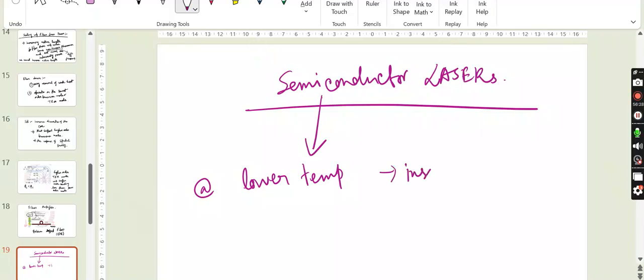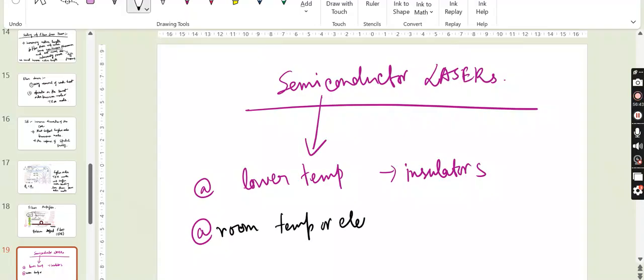They are insulators at low temperature, and at room temperature or elevated temperature they behave like a conductor.